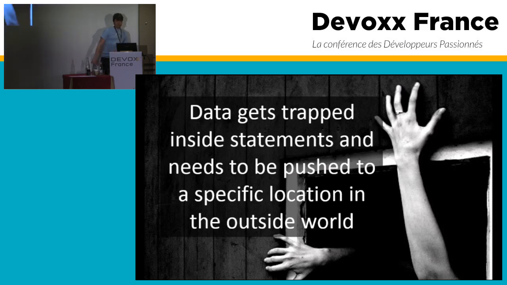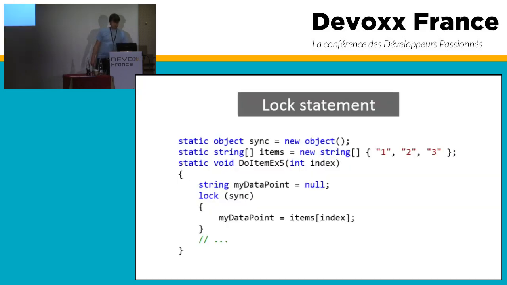So the summary from that little bit is that statements trap data inside them, and they need to be pushed to a specific location in the world. And that's bad because it creates coupling between your computation and your environment. And we're going to see some other typical examples of this.